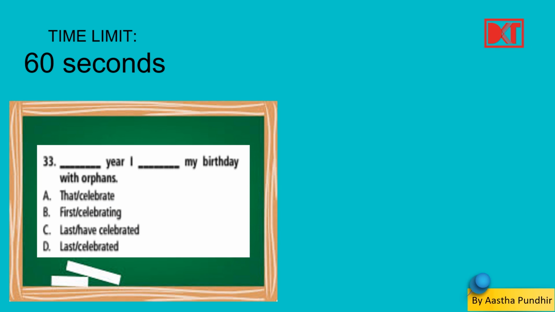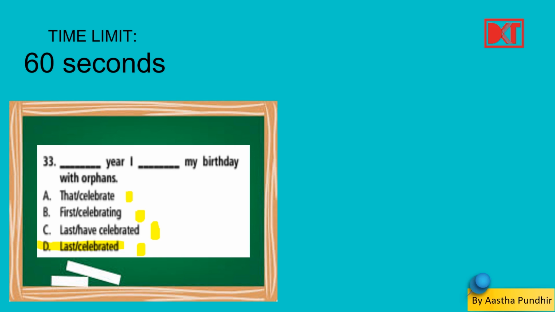Okay, here, dash year I dash my birthday with orphans. A, that year I celebrate my birthday with orphans. B, first year I celebrating my birthday with orphans. C, last year I have celebrated my birthday with orphans. Or D, last year I celebrated my birthday with orphans. Now here the correct answer is D.